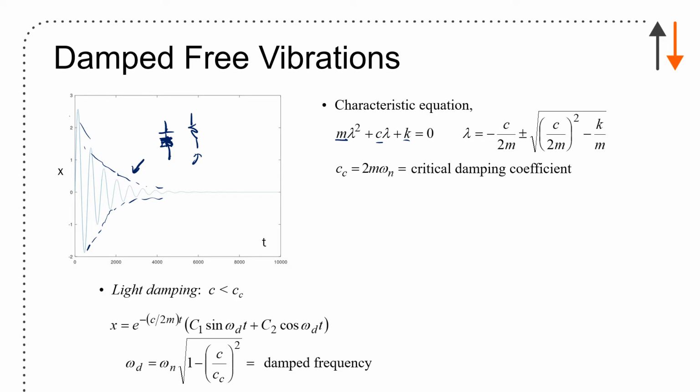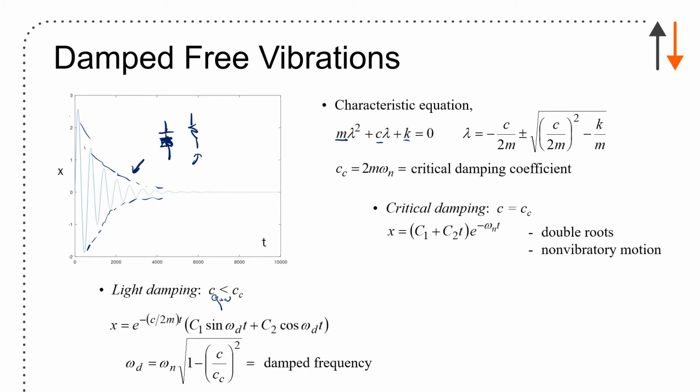For light damping, you have a case where you have c, the damping coefficient of the system, which is less than the critical damping, and it's really c equivalent. And that has a form x equals e to the minus c over 2m times t, times c1 sine omega d t plus c2 cos omega d t. And omega d is the damped frequency, and it's calculated by taking the square root of 1 minus (c over c critical) squared, the damping coefficient over the critical damping coefficient, multiplied by the natural frequency. This is square rooted, of course.